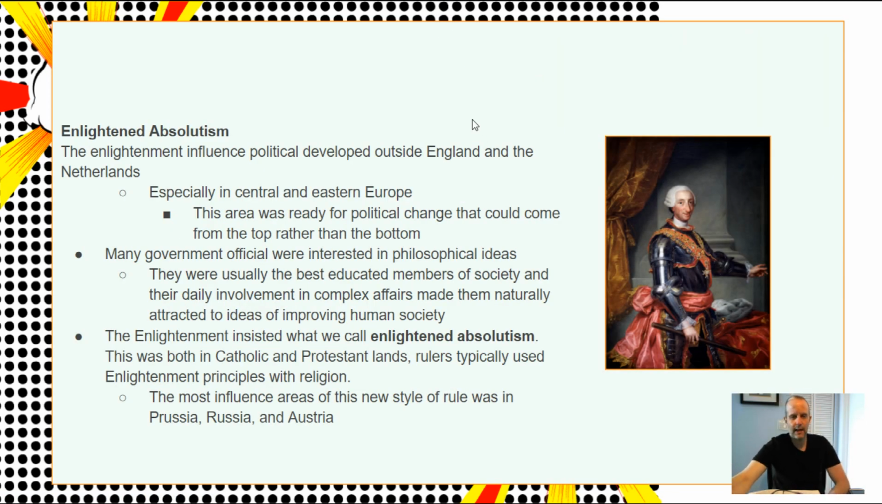Now, enlightened absolutist monarchs, meaning absolute monarchs, actually participate in the ideas of the Enlightenment, and they apply it to their actual country.